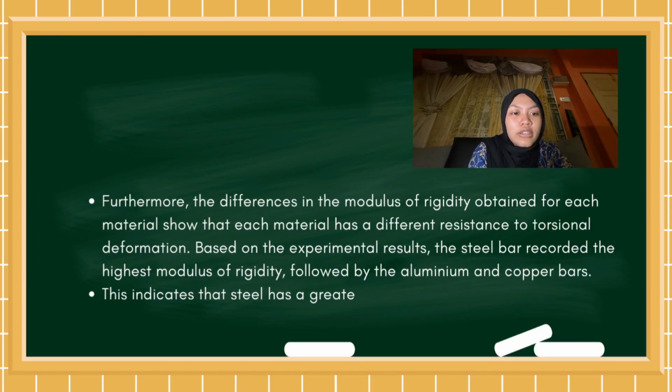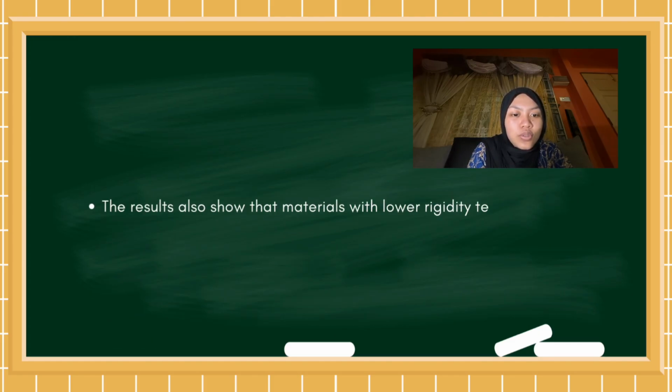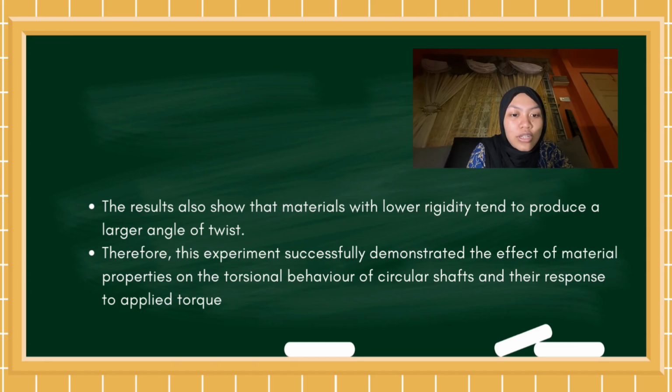Furthermore, the differences in the modulus of rigidity obtained for each material show that each material has a different resistance to torsional deformation. Based on the experimental results, the steel bar recorded the highest modulus of rigidity, followed by the aluminium and copper bars. This indicates that steel has a greater ability to resist twisting when torque is applied, while copper is more easily deformed under the same loading condition. The results also show that materials with lower rigidity tend to produce a larger angle of twist. Therefore, this experiment successfully demonstrated the effect of material properties on the torsional behavior of circular shafts and their response to applied torque.